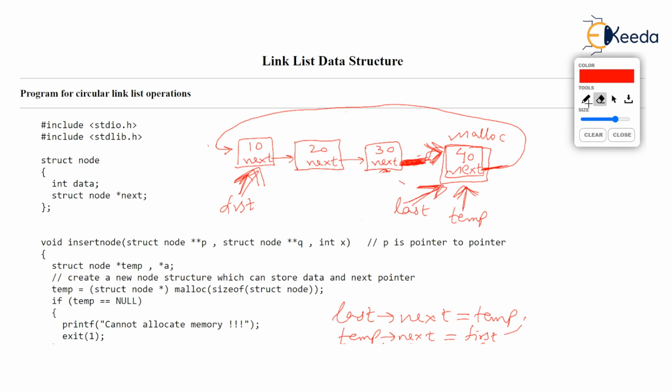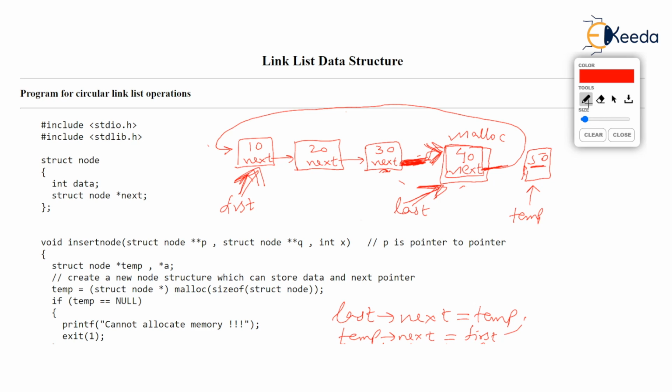Suppose we are inserting 50 now, a new value. We said we will always insert 50, or any new node, at the end. So allocate the space and ask temp to point to the new space. So 50 is stored in temp arrow data. Everybody knows that. Now you watch last arrow next.